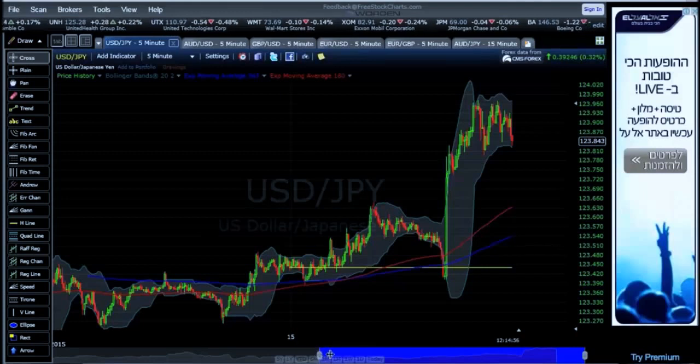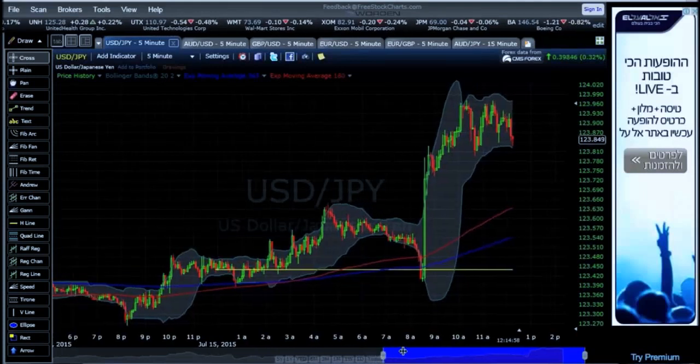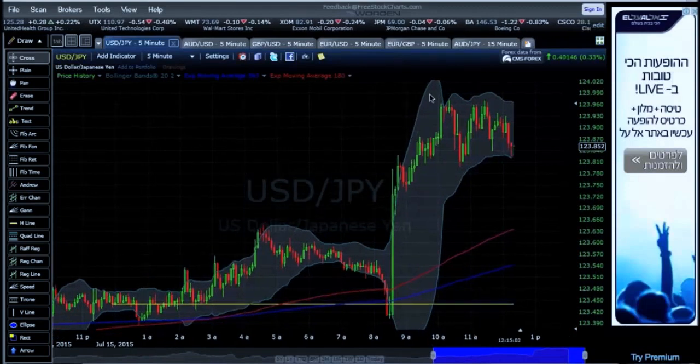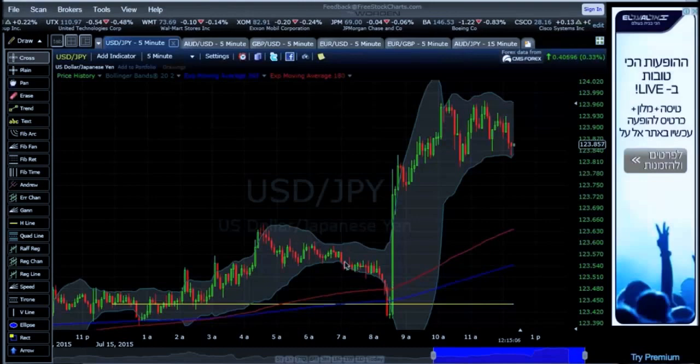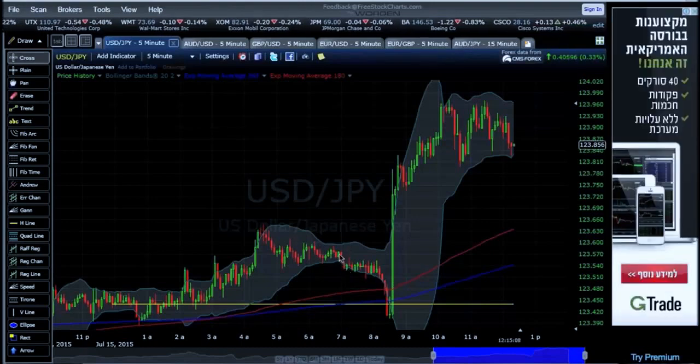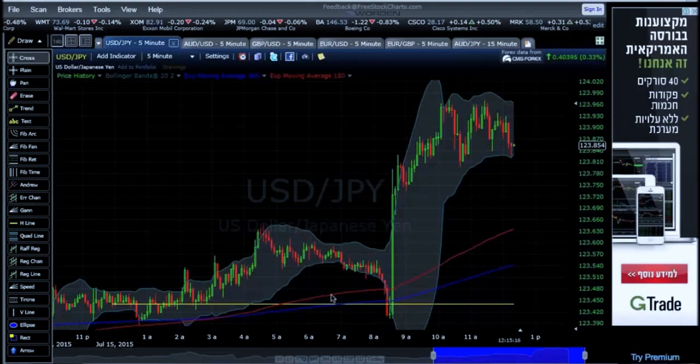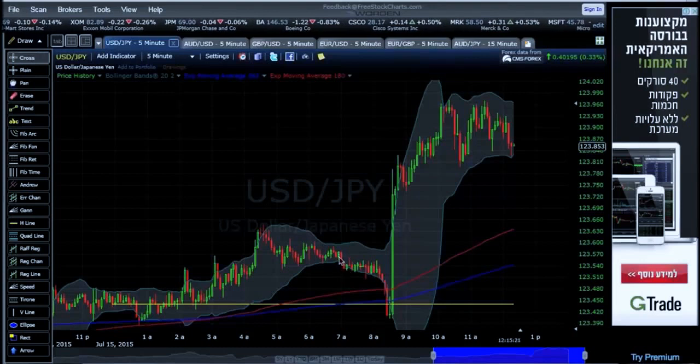The second condition is the cross of the upper band or the lower band. On an uptrend, we want to see a cross of the price, a cross of the lower band, like here. See, the trend is going up, and here we have a cross of the lower band.